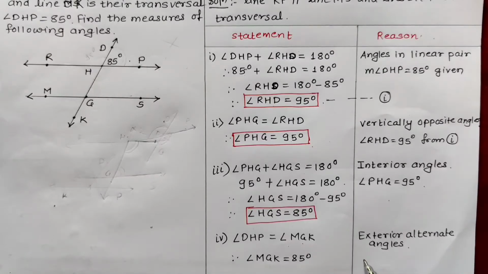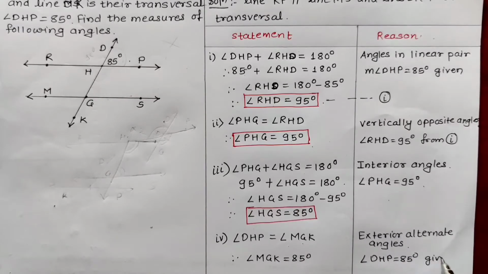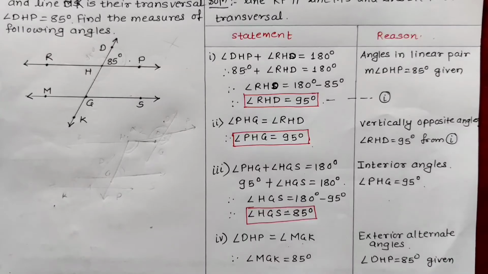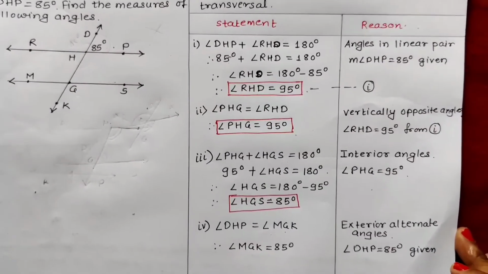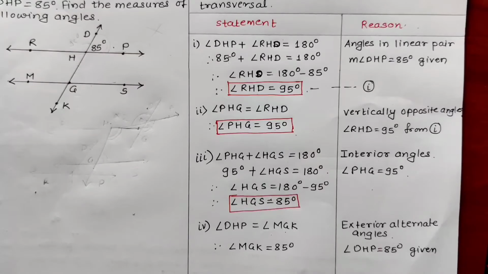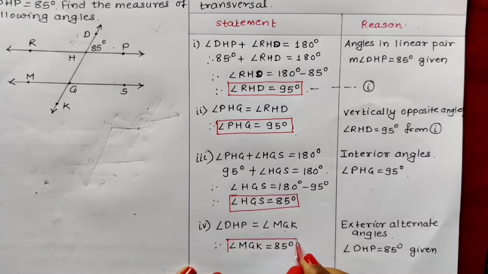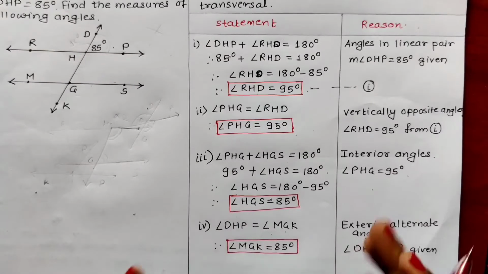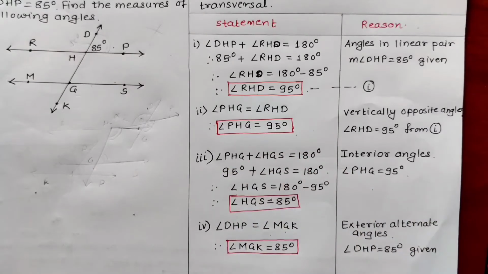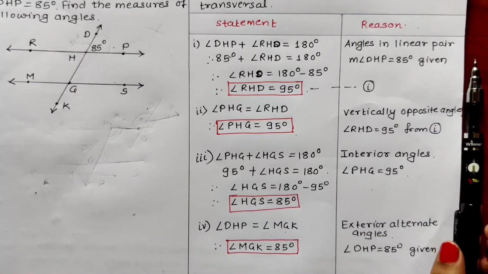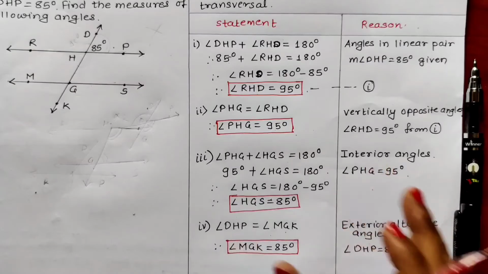Reason we write angle DHP is equal to 85 degrees. This is given to us, and that's why MGK is also 85 degrees, and in this way we can write the answer. So in this way you have to write statement and reason properly so that it should be seen clearly.